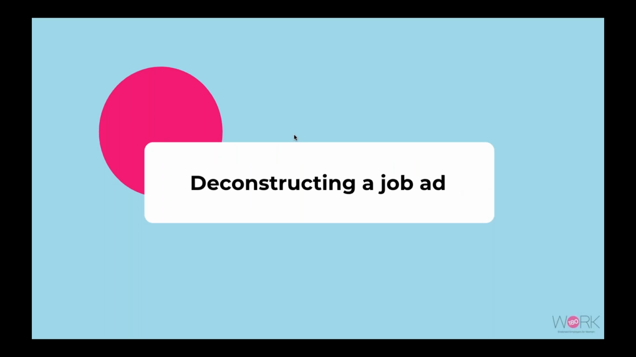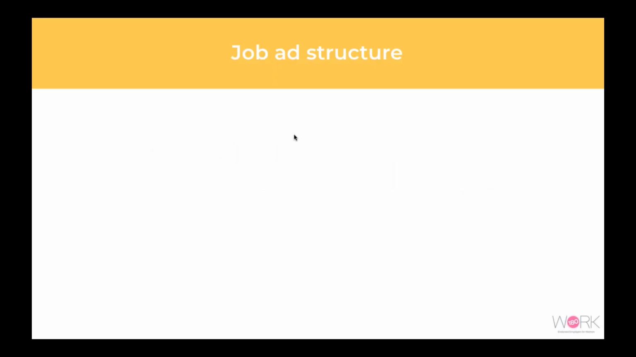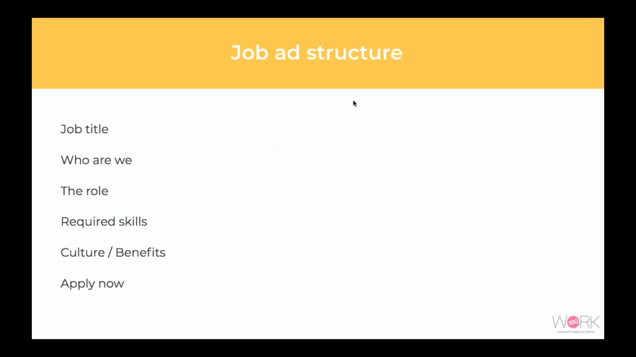So let's deconstruct a job ad. Typically, this is a job ad structure. So we've got the job title, we've got who we are, the role, required skills, culture or benefits, and apply now. And that is typically the language that is used when breaking down each section of a job advertisement.